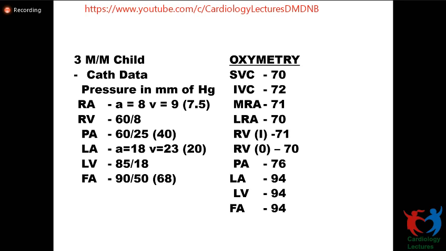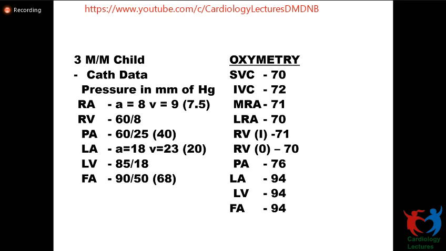LA pressure A is 18 and V is 23, and the mean LA pressure is raised, that is 20. LV systolic is 85 and diastolic is 18. There is no significant gradient across the mitral valve. Very good. The femoral artery pressure is 90 systolic and diastolic is 50. Again, there is no gradient across the aortic valve. Very good. Okay, what is your diagnosis?